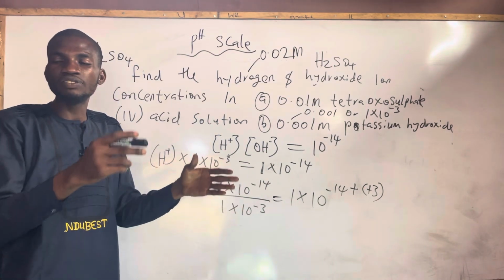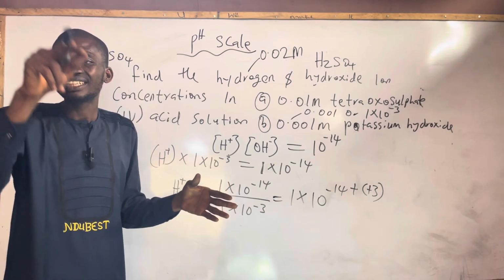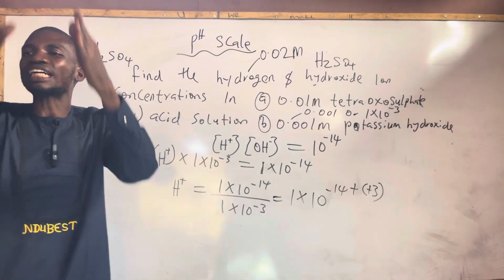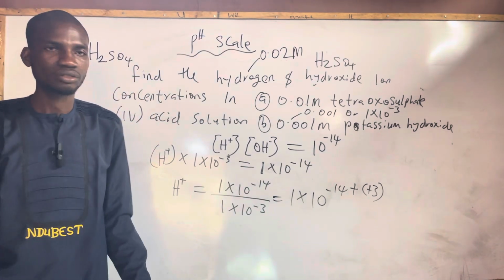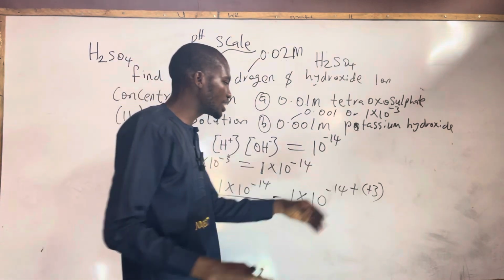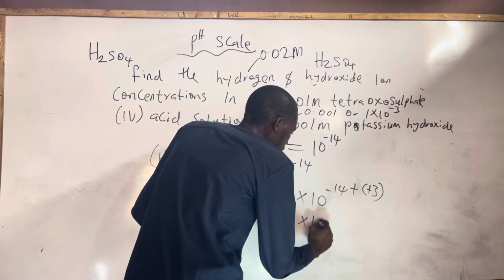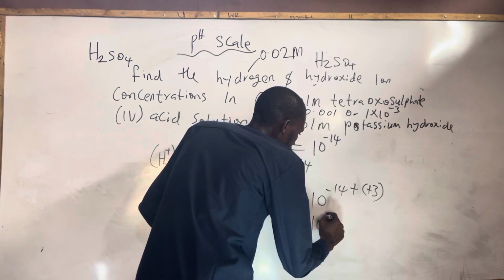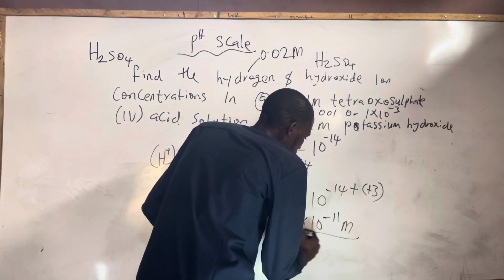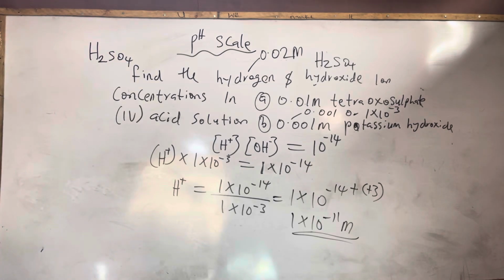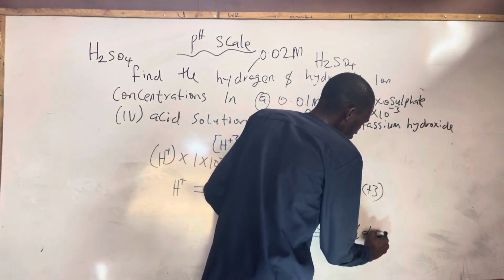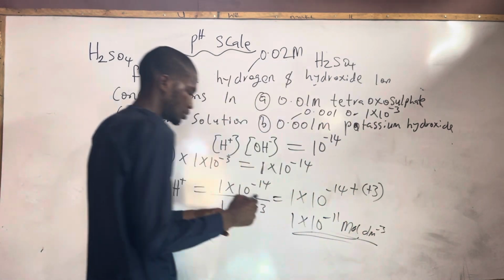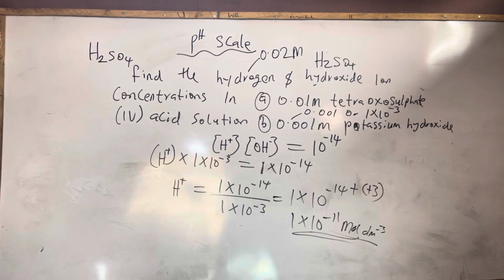But if they ask you 2 times 10 raised to power 3 times, if you see times, it means you add the powers together. So now what is the answer? 1 times 10 raised to power minus 11, in moles per dm cubed. It's in concentration. You understand?